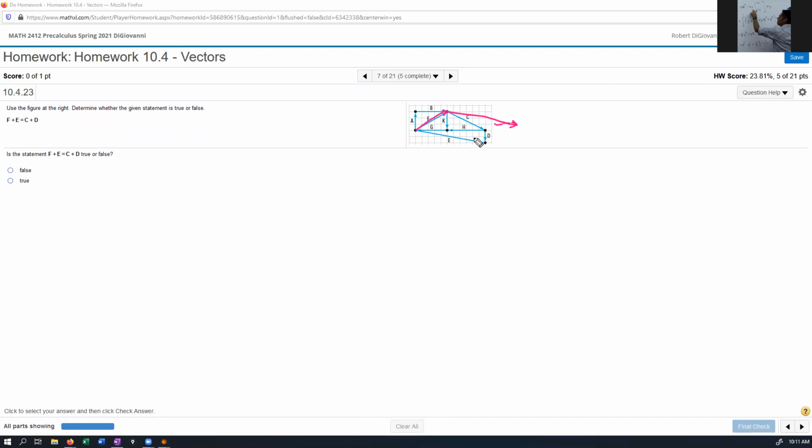And now C plus D. So C plus D is C goes here, and then plus D gives us down here. So that would result in a vector that goes like this. And the resulting vector for the other one went like this. So those are definitely not the same. So false.